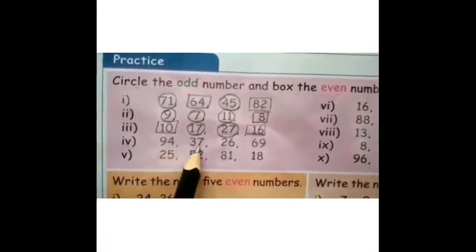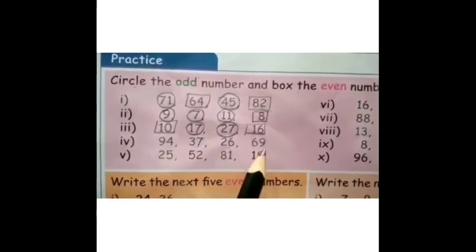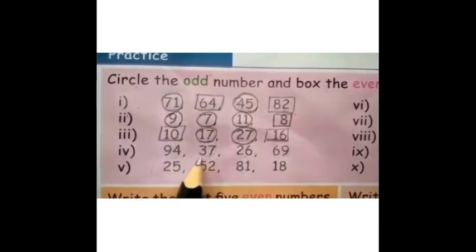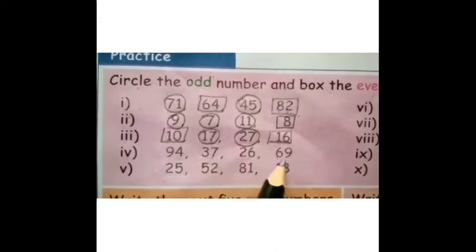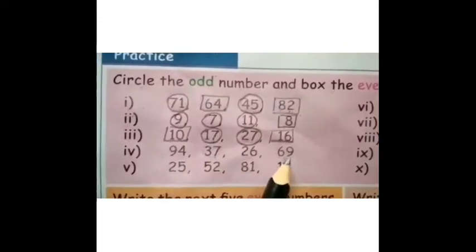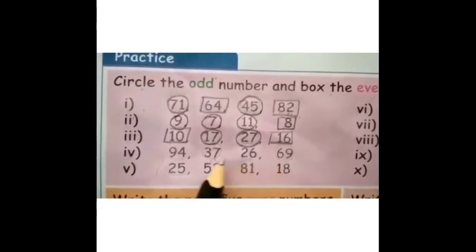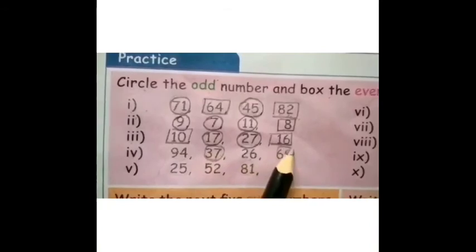94, 37, 26, 69. 7 is an odd number. So 37 is an odd number. 9 is an odd number. So 69 is an odd number. So circle 37 and 69.